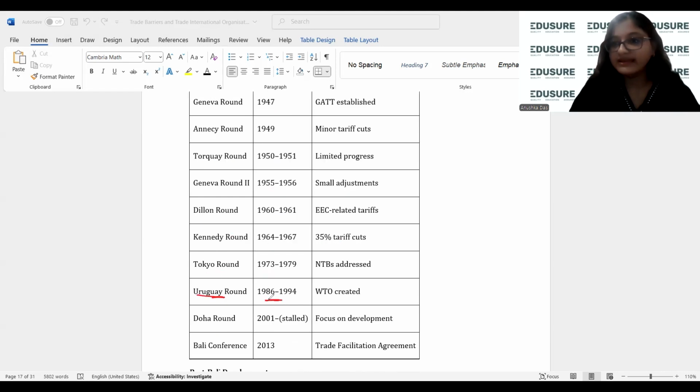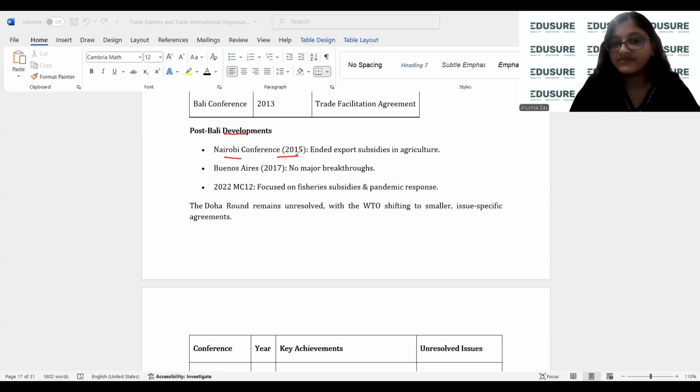Uruguay round was 86 to 94. Here WTO was created. So this is a question from UGC NET, which round replaced GATT with WTO. So it will be Uruguay round. This is one of the questions which is important. 1986 to 94. WTO created in 1995. Then you have Doha round, focus on development. Bali conference. After Bali conference, you have certain post-Bali developments: Nairobi conference in 2015, Buenos Aires in 2017, and then you have MC12 in 2022 focused on fishery subsidy and pandemic responses.